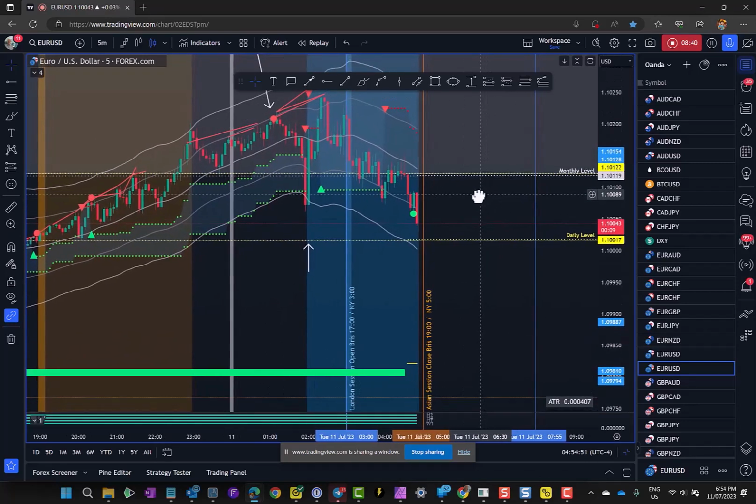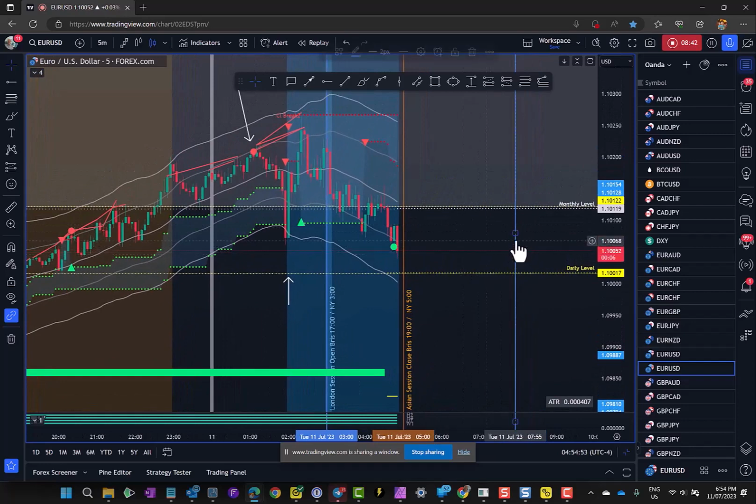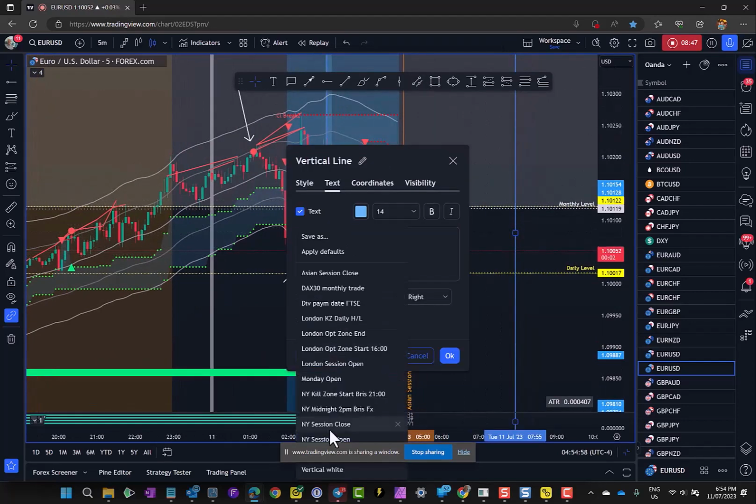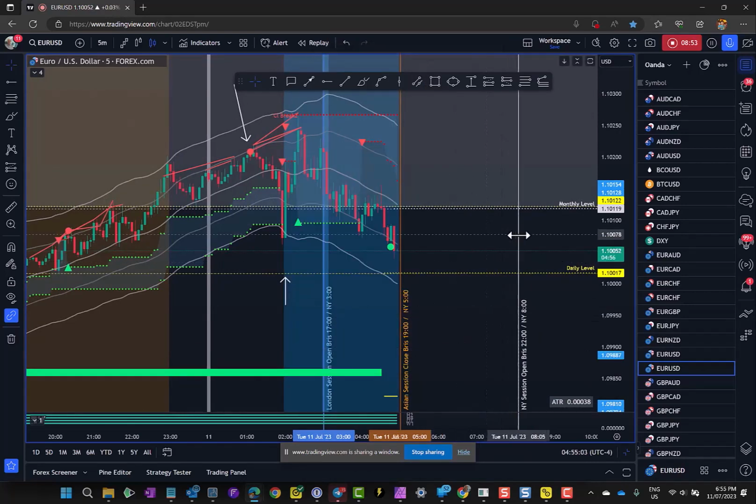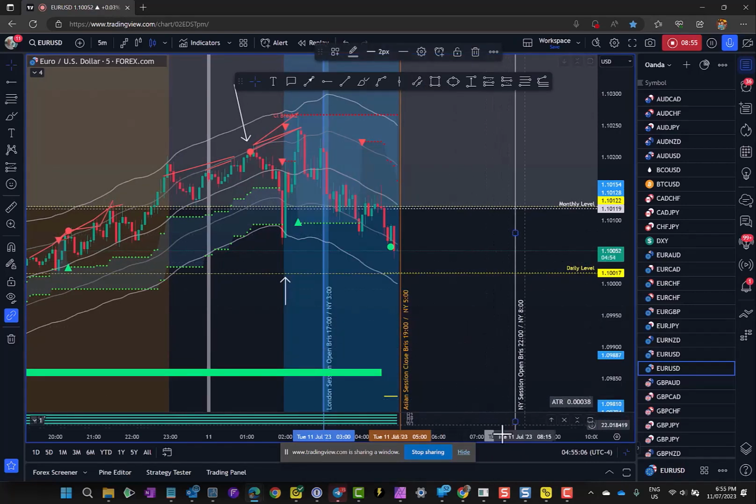And what else was I going to... Oh, yeah, we're going to mark up the New York Open here. So we'll just set that up. New York session open at 8 a.m. New York time. Pull it through. As I mentioned, I've got my TradingView chart set to New York.